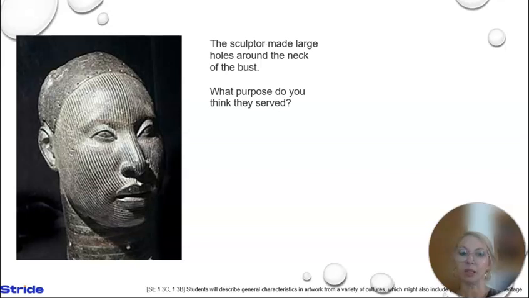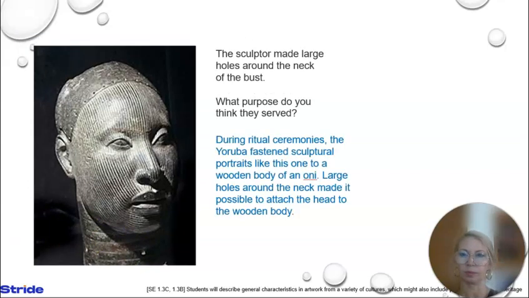The sculptor made large holes around the neck of the bust. What purpose do you think they served? See these big holes? There's one, there's another one. During ritual ceremonies, the Yoruba fastened sculptural portraits like this one right here to the wooden body of an oni. The large holes around the neck made it possible to attach the head to a wooden body.